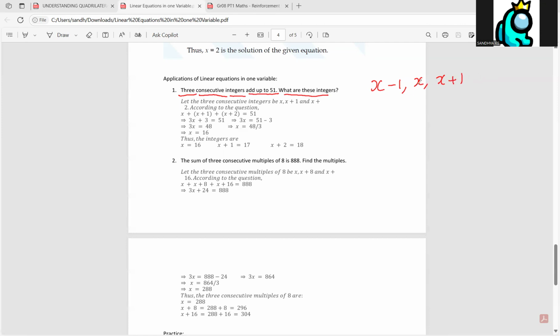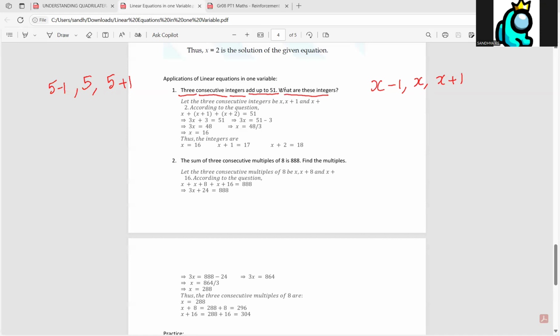There is the predecessor and the successor, right? If 5 is my number, what is the predecessor of 5? 5 minus 1, which is 4. And the successor means 5 plus 1. That's why I have taken x minus 1, x and x plus 1.